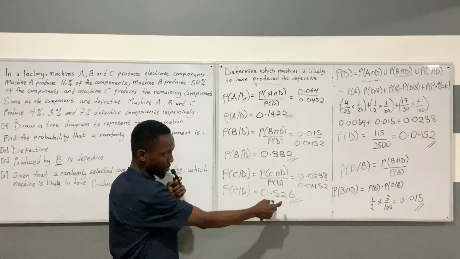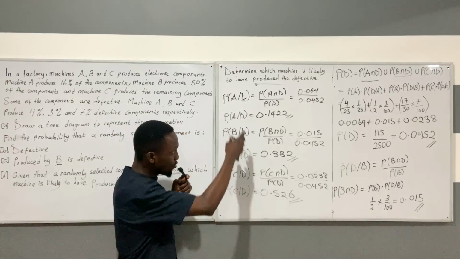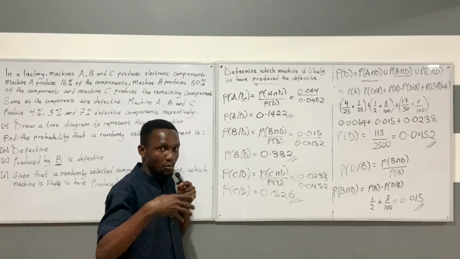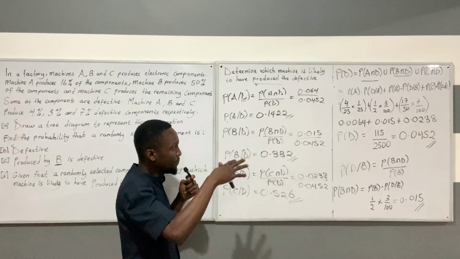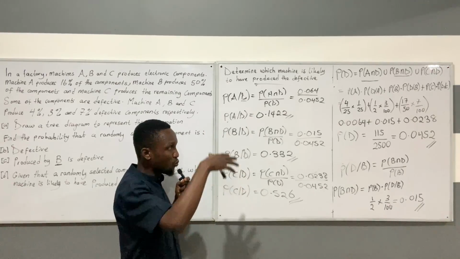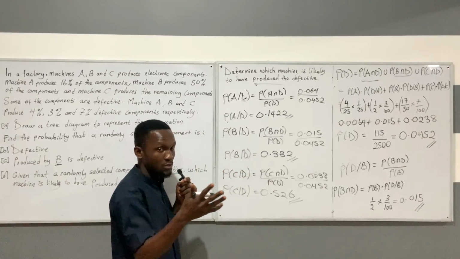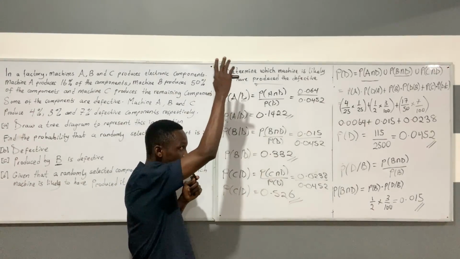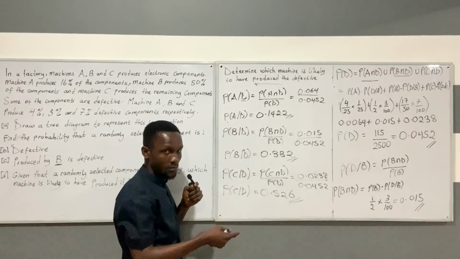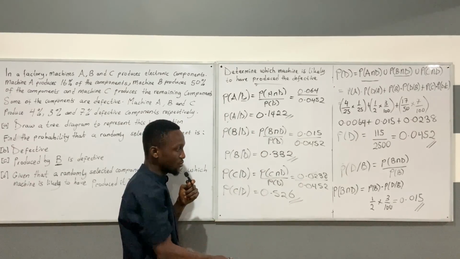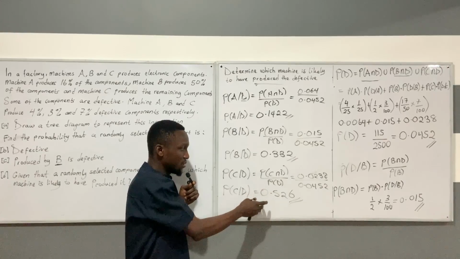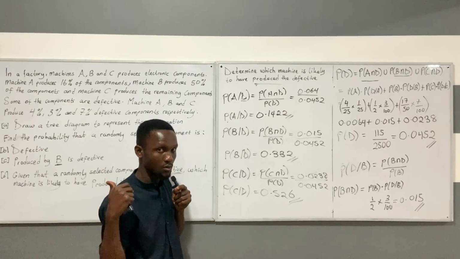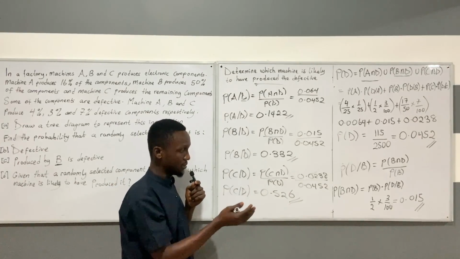All right, if you still don't understand, always remember that anytime the question asks you to find which plant generated a defect, or which machine generated it, or whatever you are using, all you need to do is find the defective probability of all the three plants. When you finish, look for the highest value, and that plant or machine is likely to have produced it. Okay, and so that will be all for this exercise.